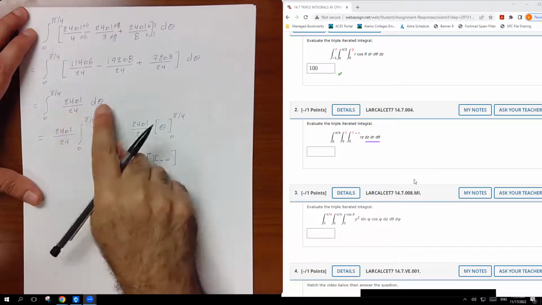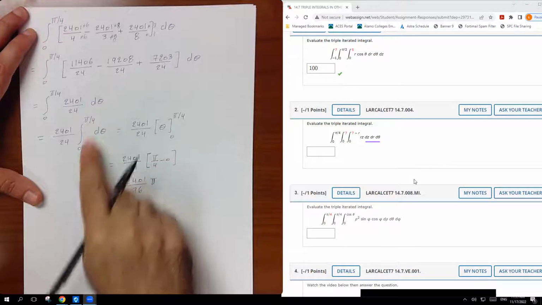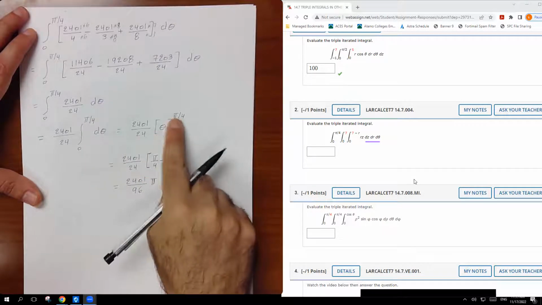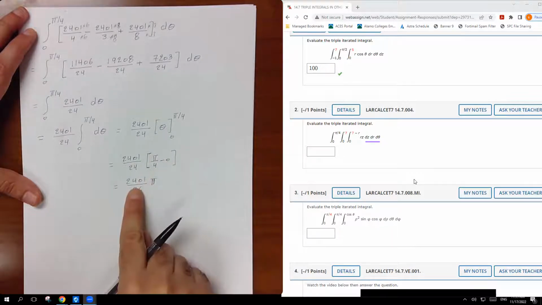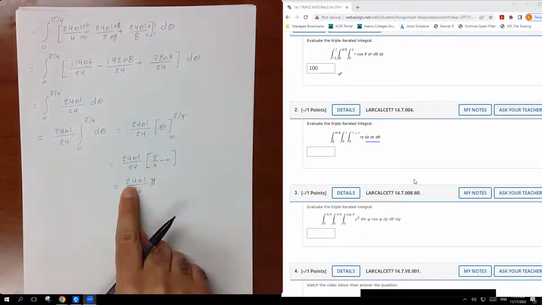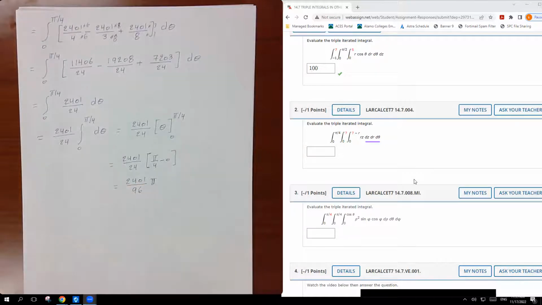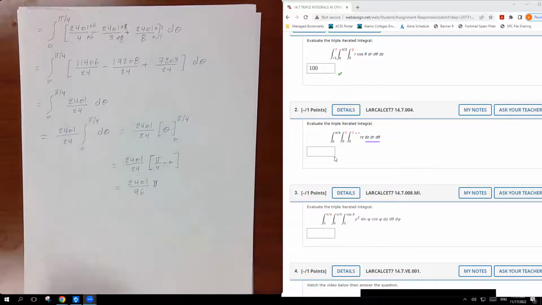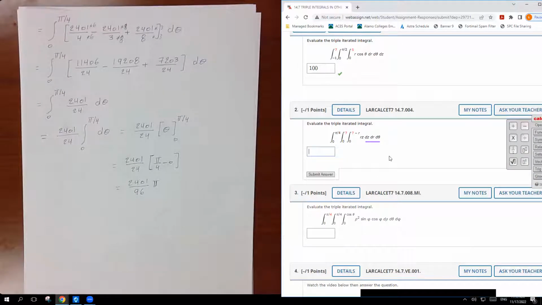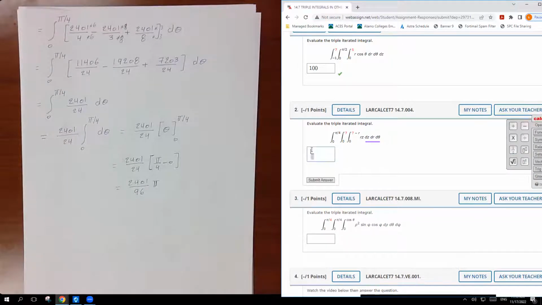This is a constant. I need to find the integral with respect to d theta. So it's going to be theta from 0 to pi over 4. Plug in, it's going to be pi over 4 minus 0. And the result is going to be 2,401 pi over 96, because 24 times 4 is going to be 96. So the answer is 2,401 over 96, and we're going to put the pi here.